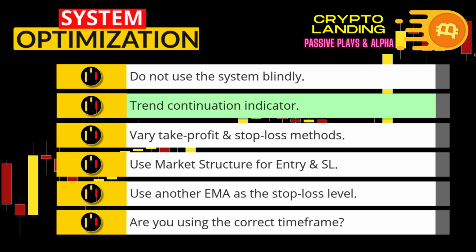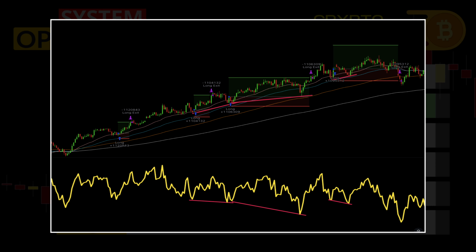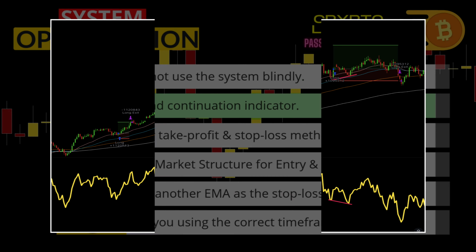Second, I find that hidden divergence on an oscillator can create powerful signals which will portend a trend continuation. It would be the first thing I would add to this particular system.